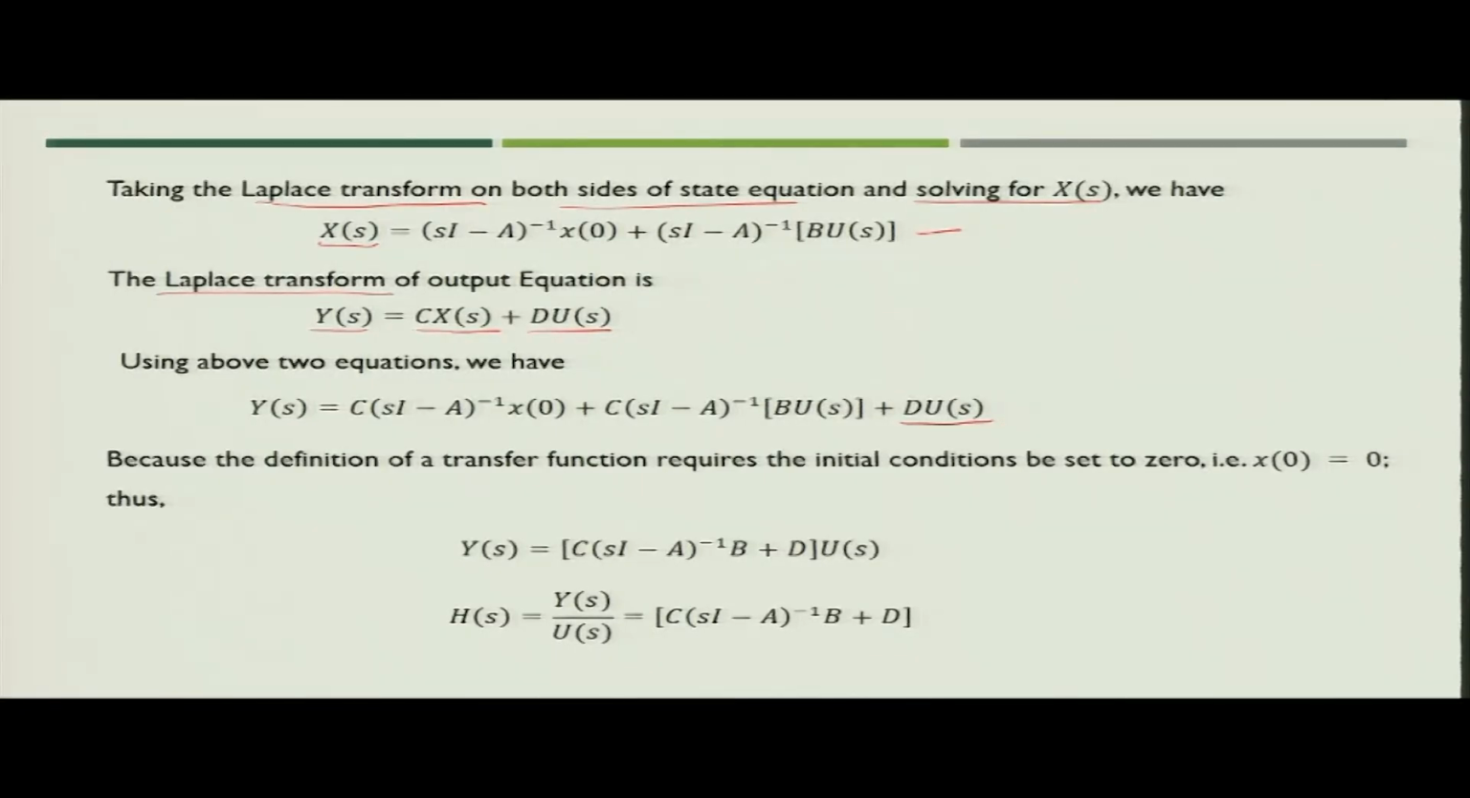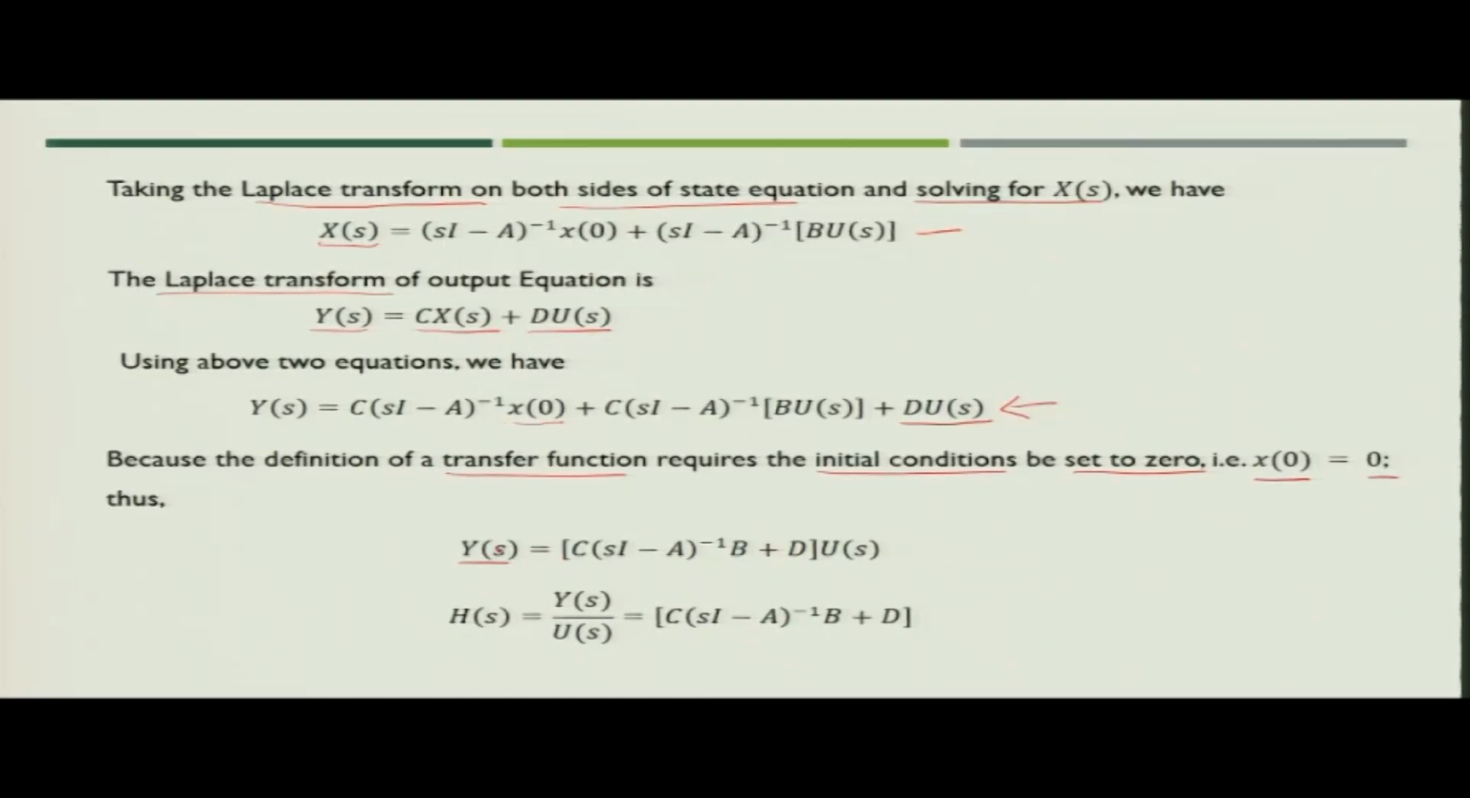Now, if you see this particular equation, in this you have the value of x at time t equal to 0. So, by definition the transfer function requires that initial condition to be set to 0. This is what we have discussed when we discussed the transfer function in the previous lectures. Now, if you set the initial condition to 0 and simplify the above equation, you get Y(s) is nothing but C (sI minus A) inverse B plus D into U(s).